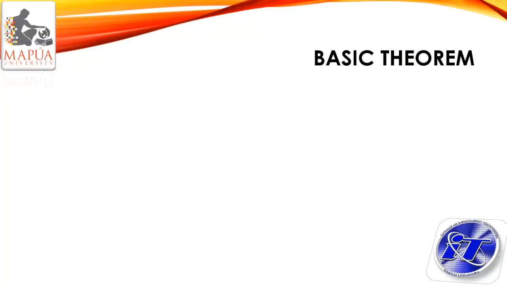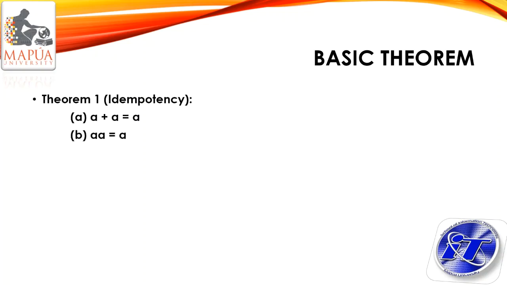Let us discuss the different theorems that we could use in simplifying our equation. Let's start with theorem number 1, idempotency. So A plus A is equal to A. It means that A ORed to itself is equal to itself. Added to itself is equivalent to itself.